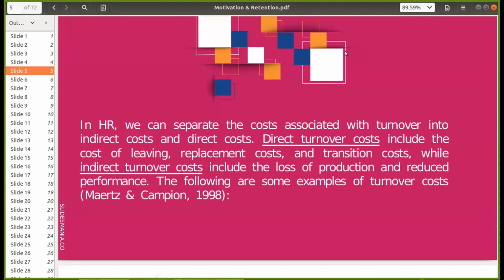So when you say direct turnover costs, it include the cost of leaving mismo sa empleyado, no? Replacement costs and transition costs. Okay, syempre magta-transition yan from that old employee to the new one, no? So dadaan pa ng training yan, di ba? So dadaan ng hiring process, ng training. So yan yung sa direct turnover cost. So sa employee mismo. So while indirect turnover cost include the loss of production and reduced performance.